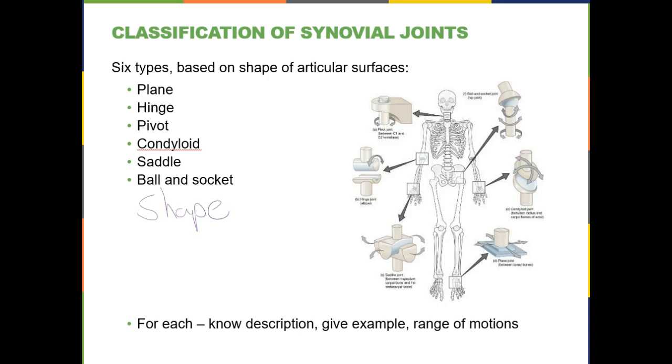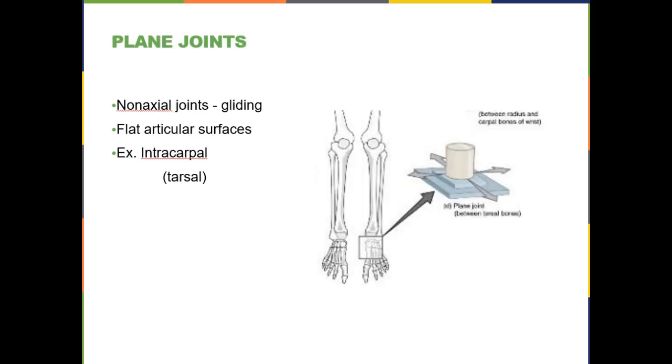So we're going to describe the shape of the joint, what kind of movement is allowed, and an example. All right, so if you were making flashcards, you might write plane joint on one side of the flashcard, and on the back you might say flat articular surfaces allow for gliding or non-axial movement, and this is the intercarpal and intertarsal joints.